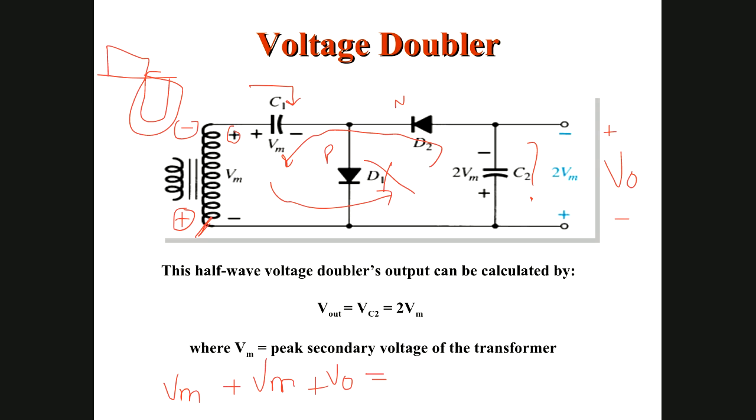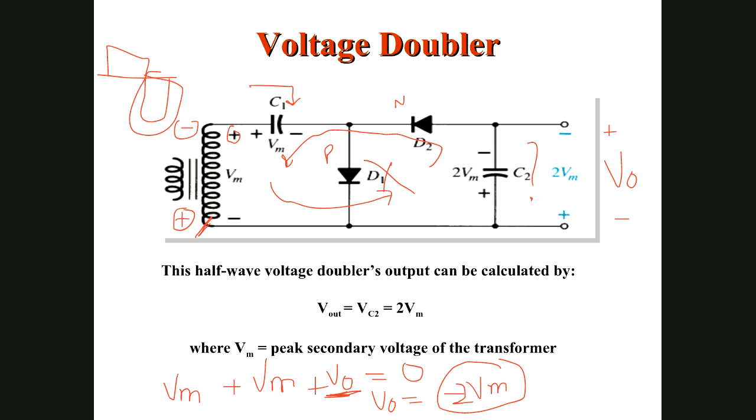Now why we are writing this? We want to solve how much is the output voltage. So simplify it further. This VO will be, all the voltage will go to right, so it will be minus Vm. Minus Vm means minus 2 Vm. We are getting minus 2 Vm.